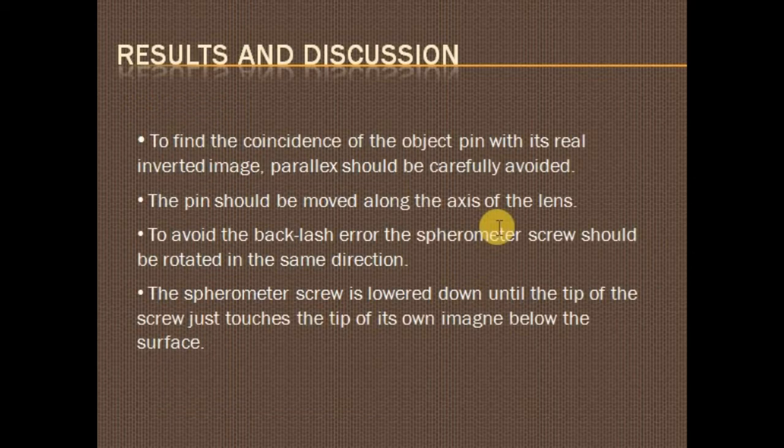So during the experiment you should take some precautions so that the error could be minimized. The precautions for this experiment are to find the coincidence of the object pin with its real inverted image. Parallax should be carefully avoided. You should try to reduce the parallax error, otherwise you will get a wrong refractive index of that liquid. The second is the pin should be moved along the axis of the lens. The third one is to avoid the backlash error: the spherometer screw should be rotated in the same direction, and the spherometer screw is lowered down until the tip of the screw just touches the tip of its own image below the surface.